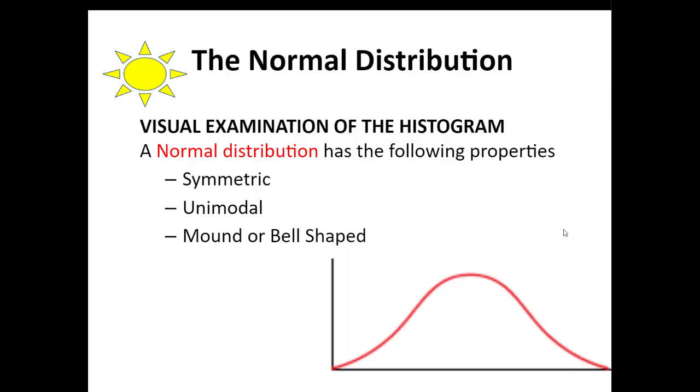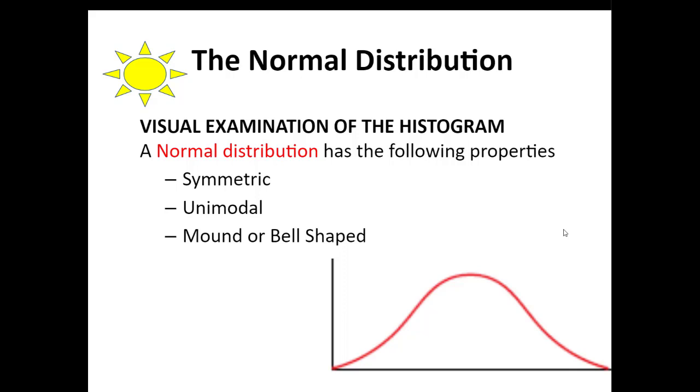We've already talked a little bit about looking at the histogram visually. We looked at the different ways that the shape of the distribution can be symmetric or not symmetric. We look to see if it can have more than one mode or if it's unimodal, just one mode. And we look to see if it had like this overall bell-shaped curve. That's what we're looking for in the visual examination.